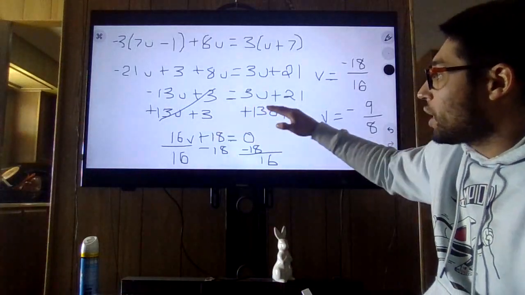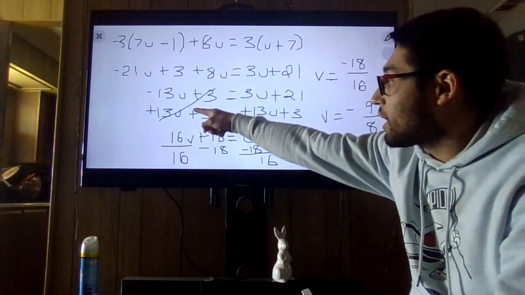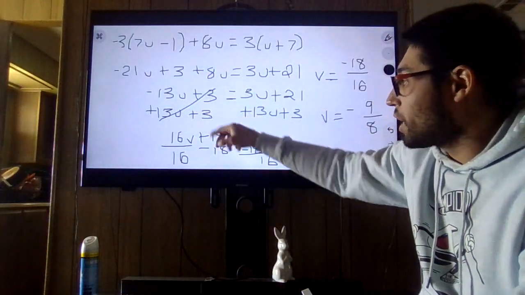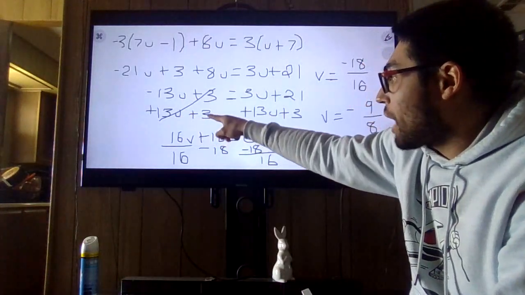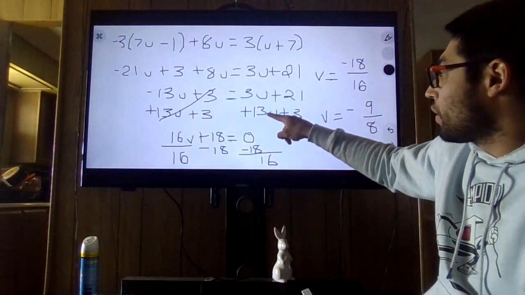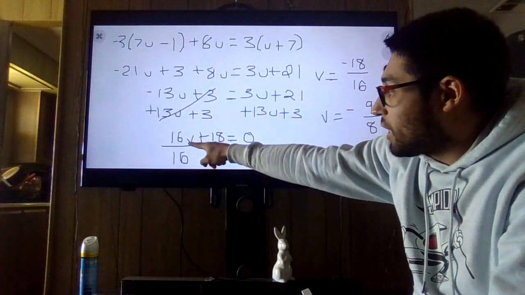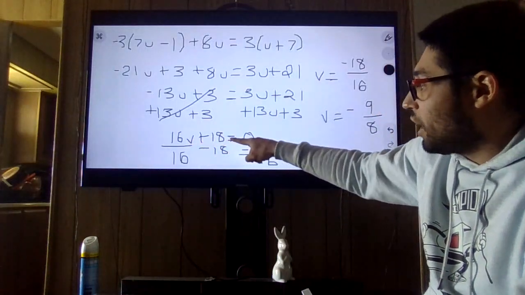Then again, we'll set one side to 0. This time I will set this side to 0 to show you that it works both ways. So I'm going to add 13u to subtract that, and I'm going to subtract 3, giving us over here the same thing, which gives us 16u plus 18 equals 0.